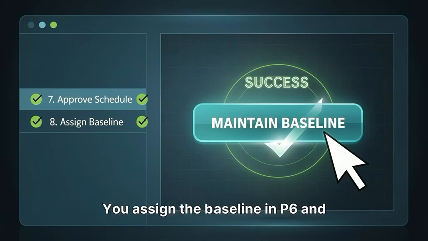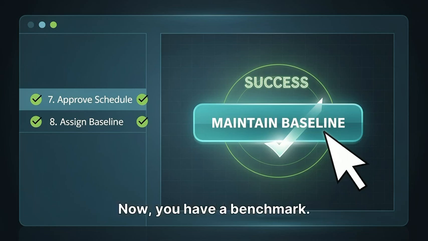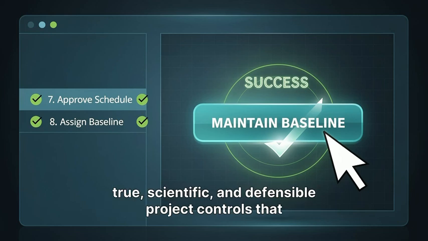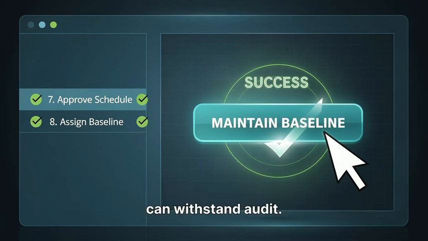You assign the baseline in P6 and you lock it down. Now, you have a benchmark. Now, you have the ability to perform true, scientific and defensible project controls that can withstand audit.